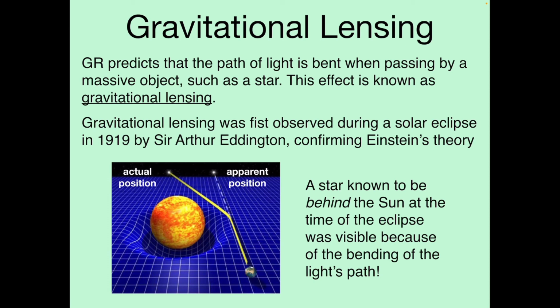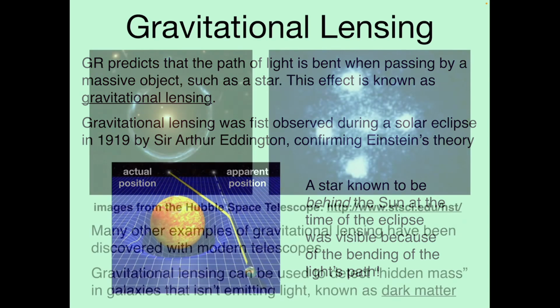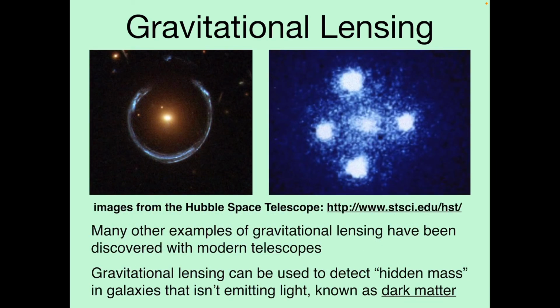So the result of Eddington's experiment was, yes, we could actually see that star that was known to be behind the sun, and that's happening because the light is being lensed by the sun's gravity, bending its path. And that really confirms this prediction made by General Relativity. In the last 100 years or so since Eddington's experiment, we've discovered many, many other examples of gravitational lensing events with modern telescopes. And I'm going to show you a few of those examples.